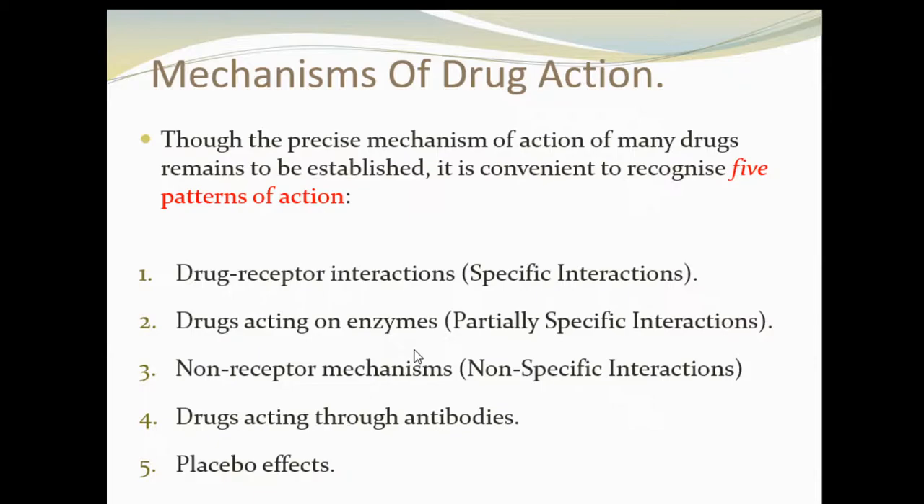First is called as drug receptor interaction, that is called specific interactions. Second is drug acting on enzymes, we call it as partial specific interactions. Third one is non-receptor mechanisms, that we also call non-specific interactions. Fourth one is drugs acting through antibodies, and fifth one is placebo effects. So these are the 5 patterns by which a drug may act in our body.